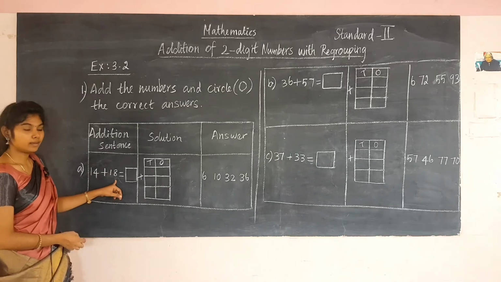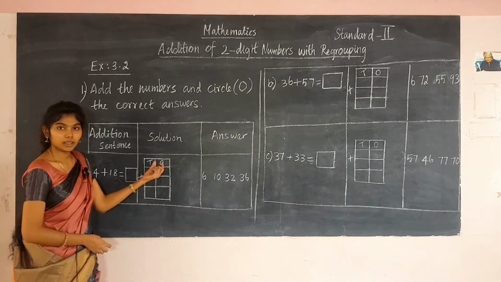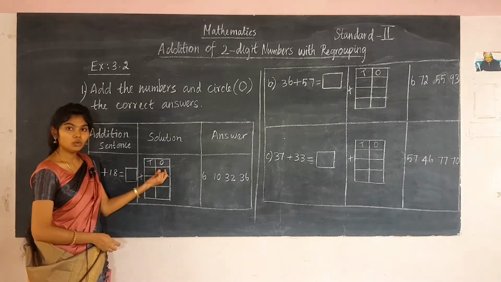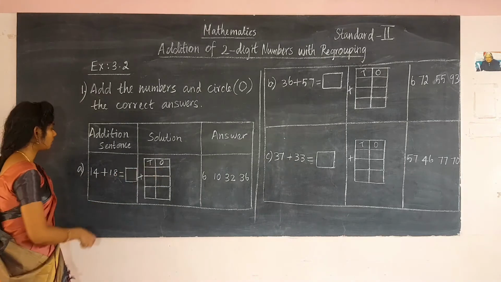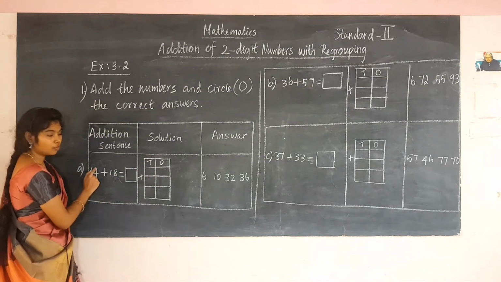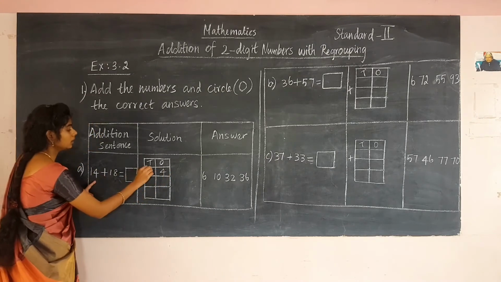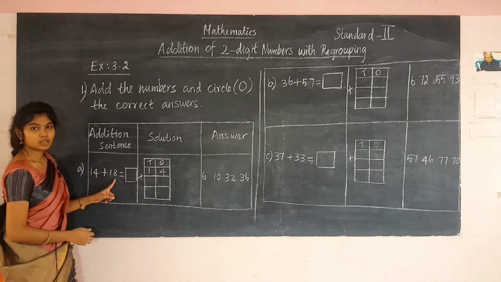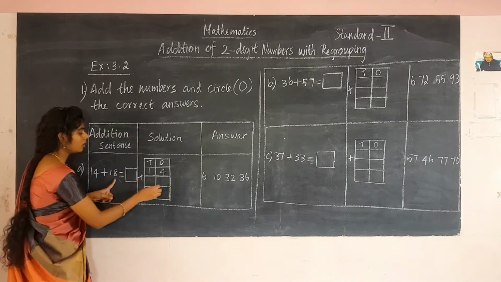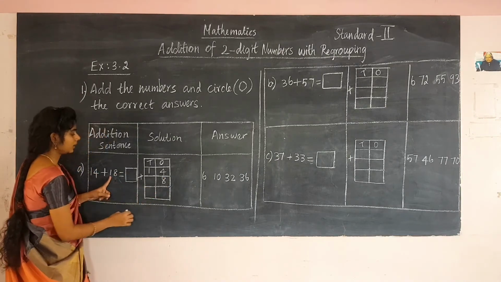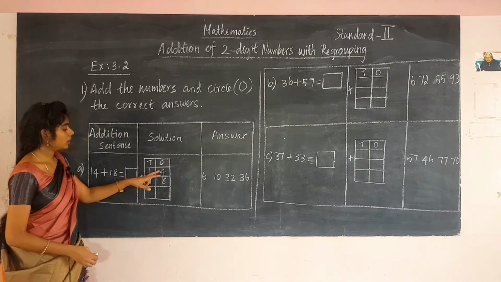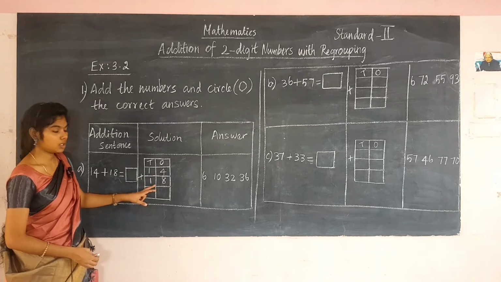How will you add the number? First we have to write the place values. Then you have to write the number in the places. First number is 14. So write 4 in the ones place. Then 1 in the tens place. Then see the next number 18. So 8 in the ones place and 1 in the tens place. Now you will be adding these two-digit numbers.